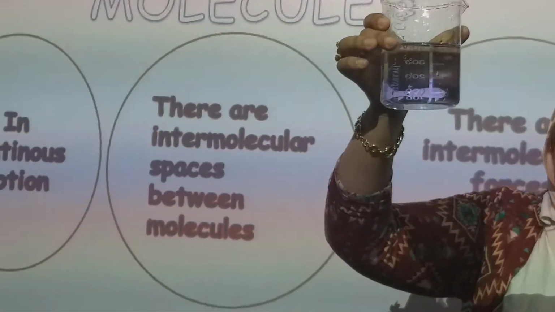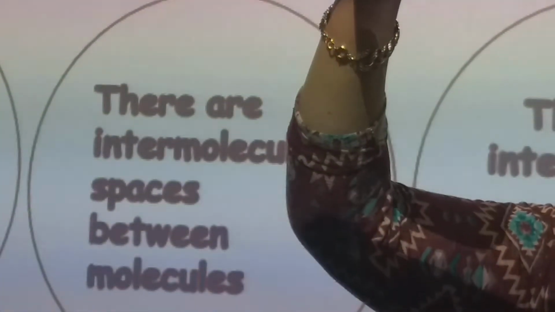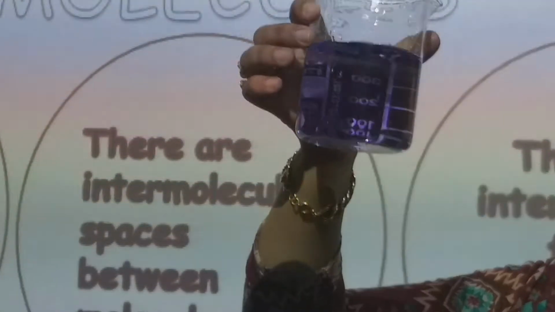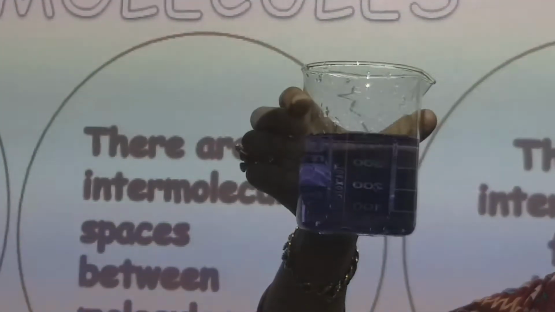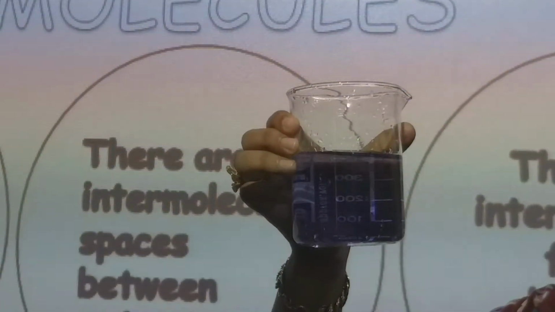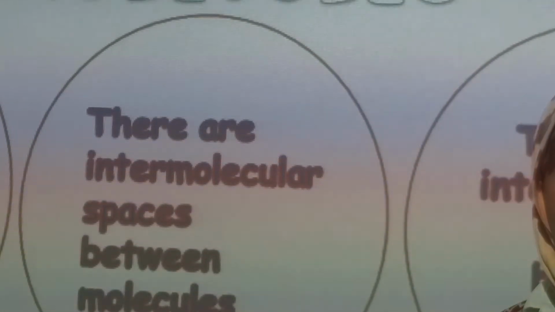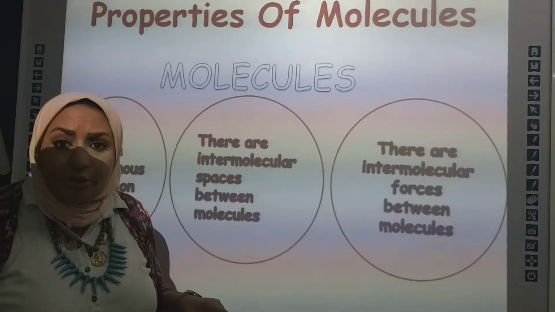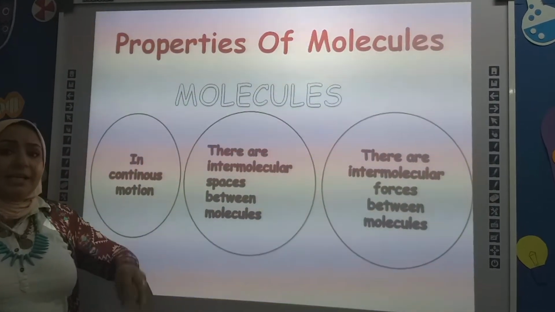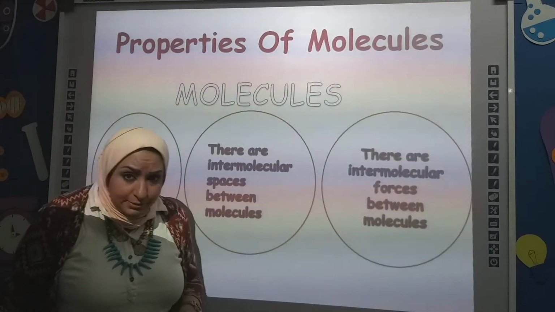Did you see? Molecules of permanganate spread through water. It moves through water. So molecules of matter are in continuous motion. After a while, the color of permanganate spreads through water. What happens if we add drops of ink or drops of violet permanganate to water? The violet color spreads because the molecules of permanganate are in continuous motion between water molecules.